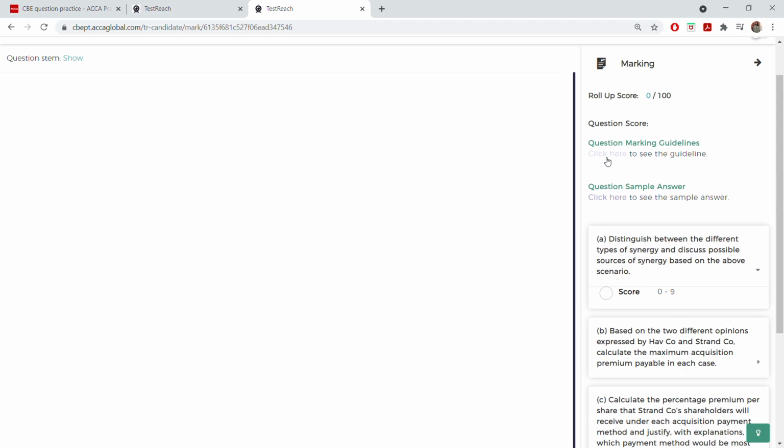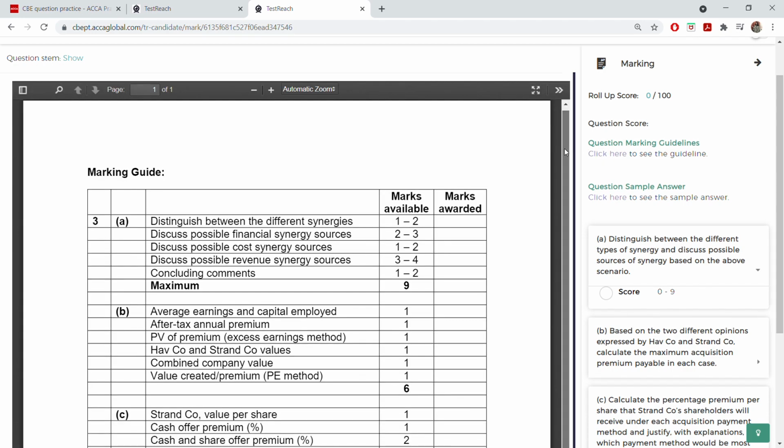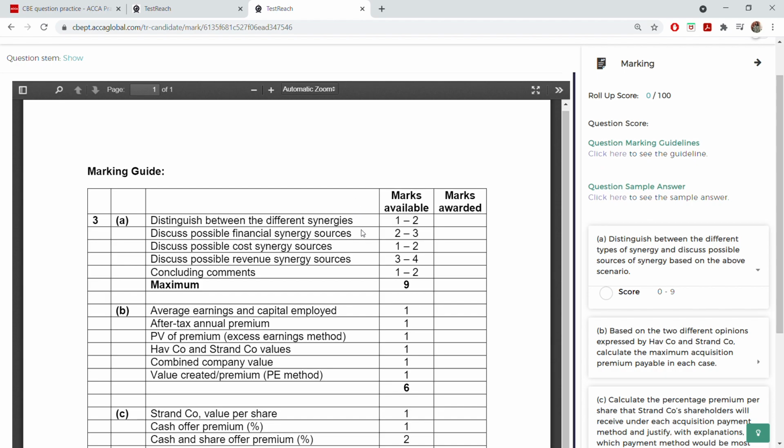But before that, let me show you the marking guidelines for question number 3. Distinguish between different types of synergies, 1 to 2 marks. Financial 2 to 3. Cost synergy 1 to 2. Revenue 3 to 4. Revenue has more, in fact, because in your case study, examples of revenue synergies are more. And concluding comments also 1 to 2.